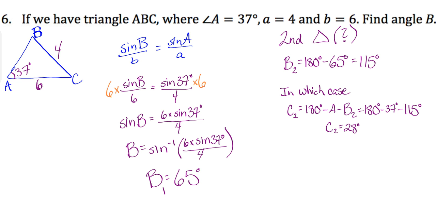Now, after all that, we see that a second triangle would be possible because there's a second option available for C if we use this second B value. And so that means I can finally give my final answer that B equals 65 degrees, and it also equals 115 degrees.